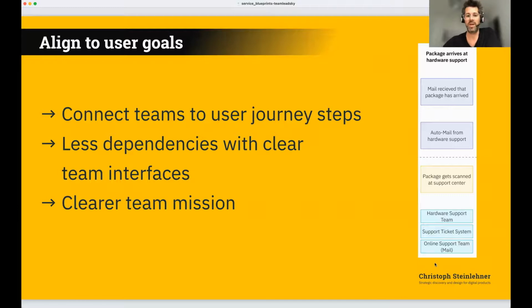The other nice thing is you can create much easier team missions and team visions. So if a team is really focusing, for example, on this stage where the package is received and is getting into the hardware support, so the hardware team is doing all that, then it's totally clear what their step is. They don't have to care about how this package is coming in or how this package is, I don't know, sent out afterwards, stuff like that.